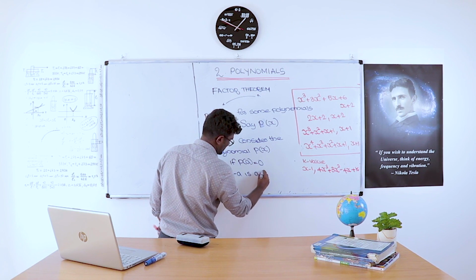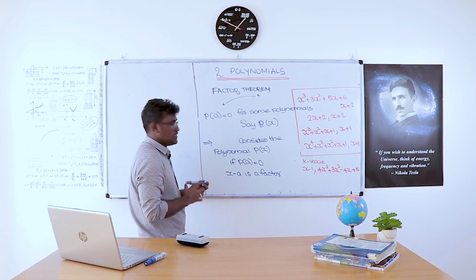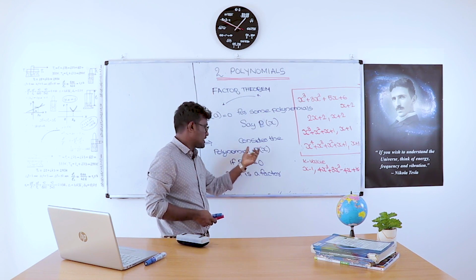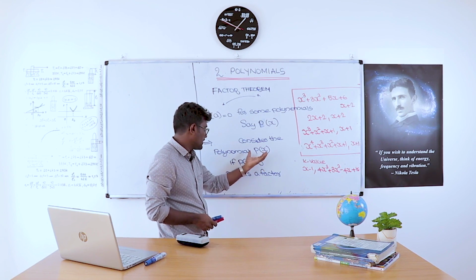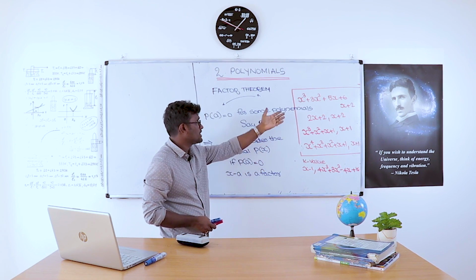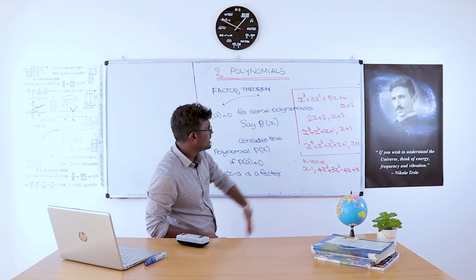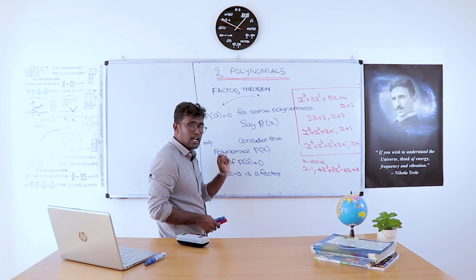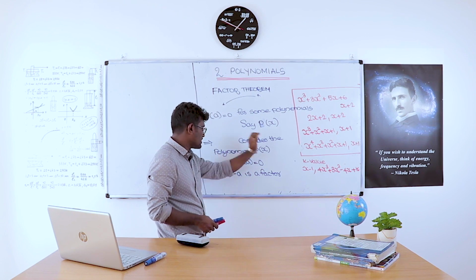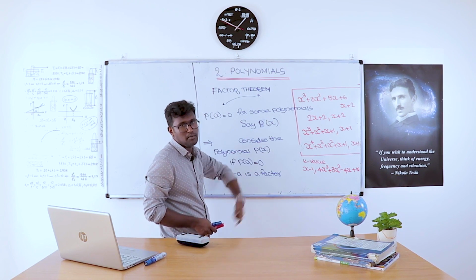This is simple. For the polynomial P of x, if P of a is equal to 0, for polynomials like the previous examples, x cube plus 3x square plus 5x plus 6, or 2x plus 2, or x cube plus x square plus 1, then x minus a is a factor of the polynomial. It is the reverse of the remainder theorem.